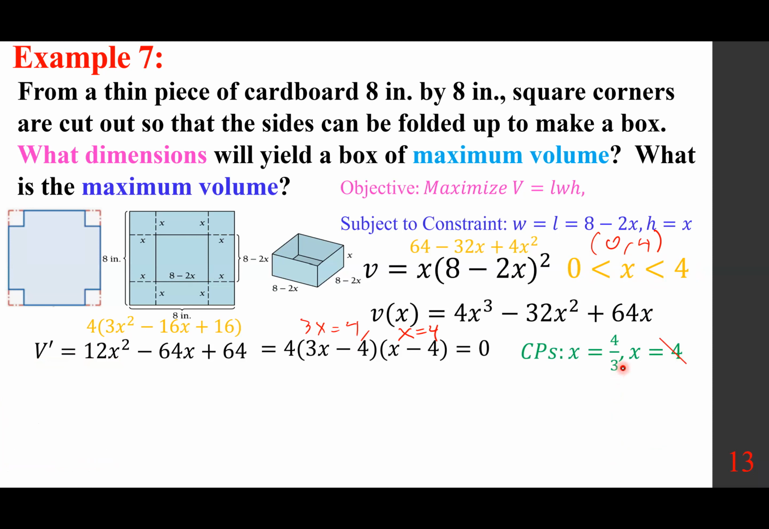Therefore, that must not only be a local extremum, but also an absolute one. But absolute what? Minimum or maximum? If we don't know it yet, we have to do the first or the second derivative test. And we are going to do the second derivative test. V double prime is 24x minus 64. Now we're going to plug in 4/3 instead of x to see what we get. We want to see if it's positive or negative.